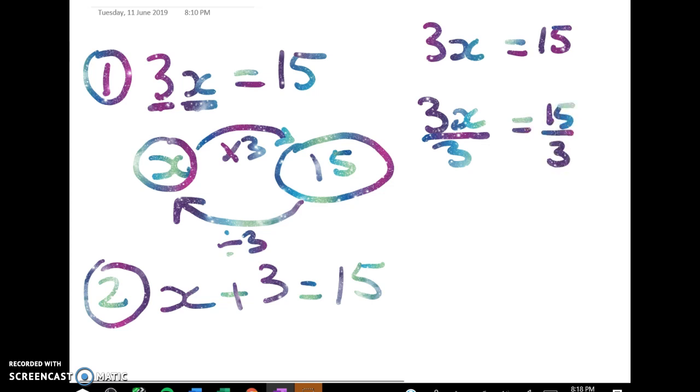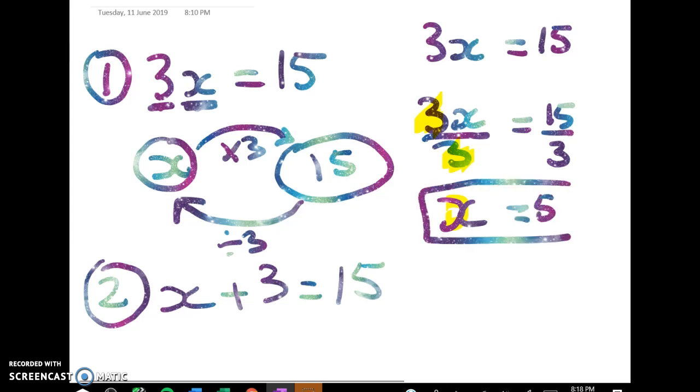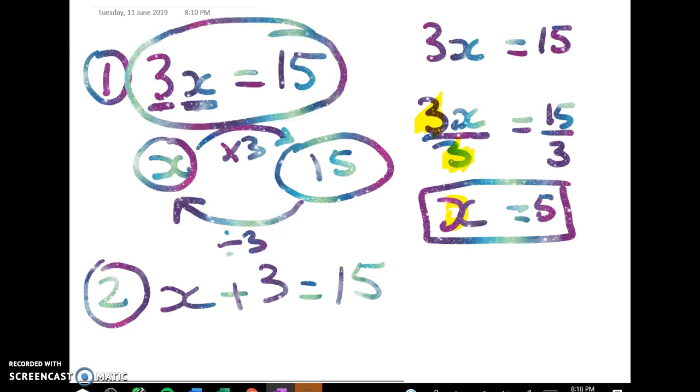Now, why does this work? Well, it works because the 3 divided by the 3 is just 1. And 1x gets me back to where I started, which is just x. So x is equal to 5. So that's how we undo a multiplication equation.